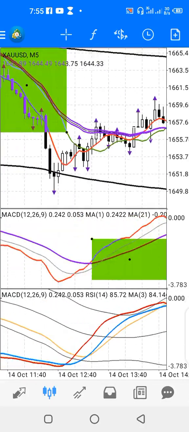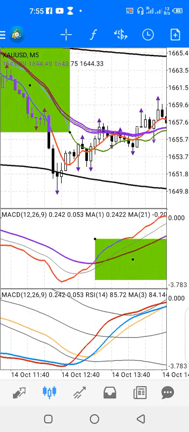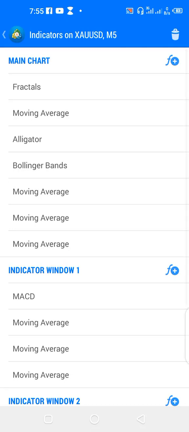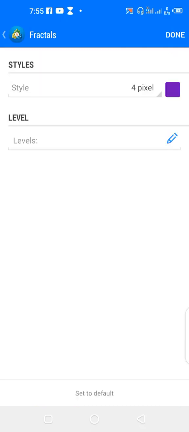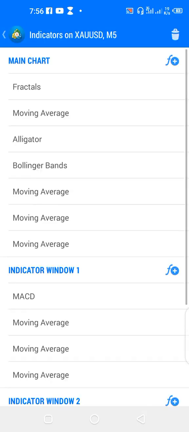So for the main window, let's look at the indicators I have on the main window. I have fractals to know where the fractal arrow is pointing. That tells me that price has gotten to a place of resistance or a place of support. I have moving average, 21 period, shift is 0, exponential, applied to close, color is black.